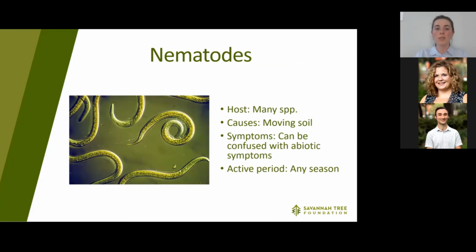What I also thought was interesting was that nematodes can really mess up the root systems of trees. Mostly that's whenever soil is moved around or tools are not sanitized properly. So farming tools, for instance, if they are moved around, the symptoms can be confused with abiotic symptoms. And so the active period is really any season, especially because down here we don't really have that kind of frost layer. So a lot of these diseases can just thrive year round. And so what will happen with these nematodes is that they will parasitize roots and cause root knots.